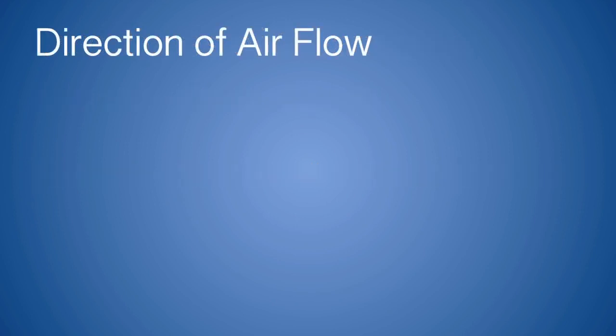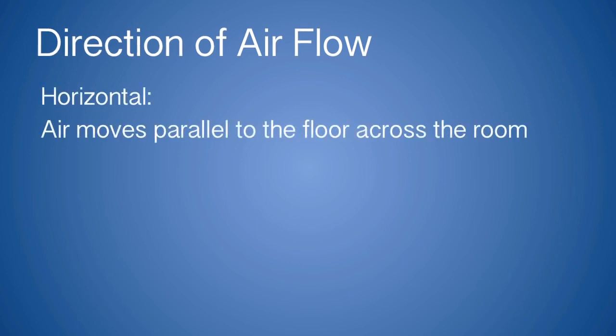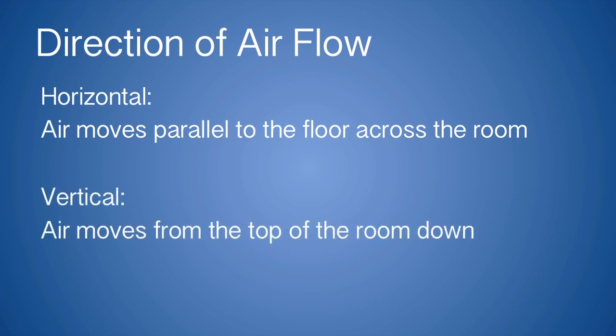Cleanrooms can also be classified by the direction of the airflow. Some cleanrooms have horizontal airflow, in which the filtered air enters at one wall and exits through an opposite wall. Vertical flow cleanrooms provide filtered air from the ceiling, and the air flows downwards towards the floor.